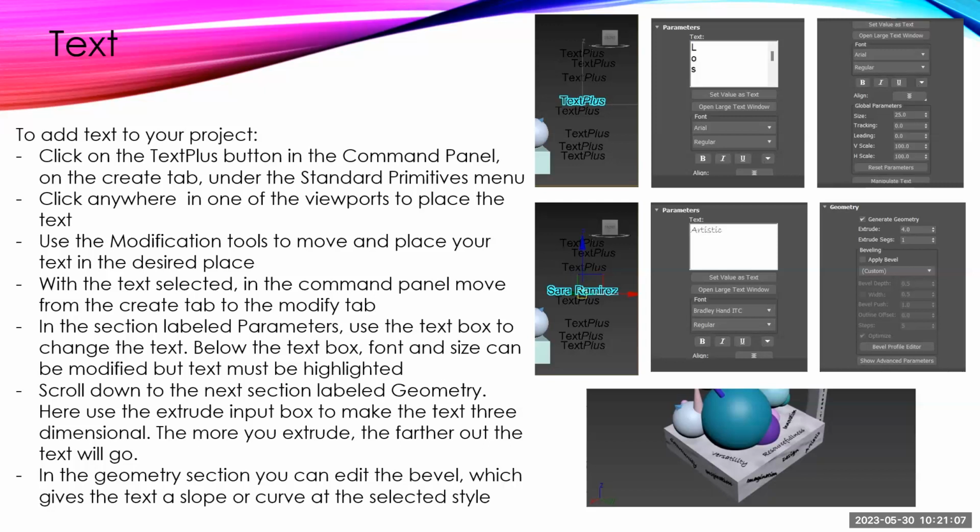You can then scroll down to the section labeled geometry and use the extrude input box to make the text three-dimensional. The more you extrude, the further out the text will go. And in this section, you can also edit the bevel, which will give the text like a slope or a curve at the selected style. If you want it to look like it's getting smaller the further out it goes, or if you want it to look like rounded letters, this would be where you do that.